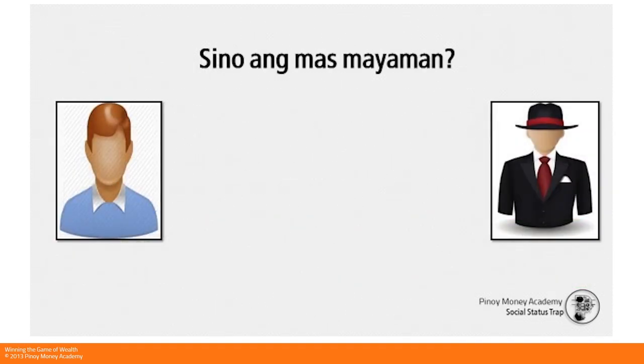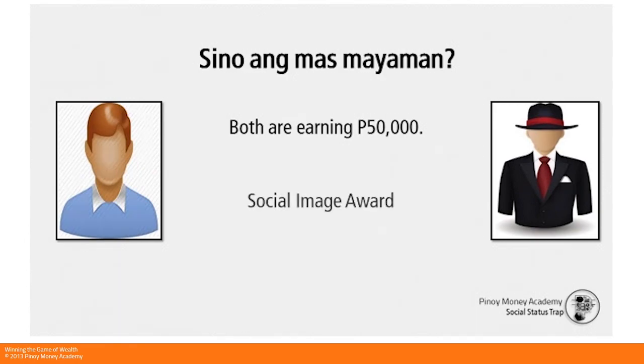Ngayon, sa kanilang dalawa, sino ang mas mayaman? Sino ang mas maganda ang financial status? Let's be clear on one thing. Peter and Pedro are both earning at 50,000 pesos every single month. Pareho lang sila ng kita. Pagdating sa social image naman, di hamak na angat si Peter.